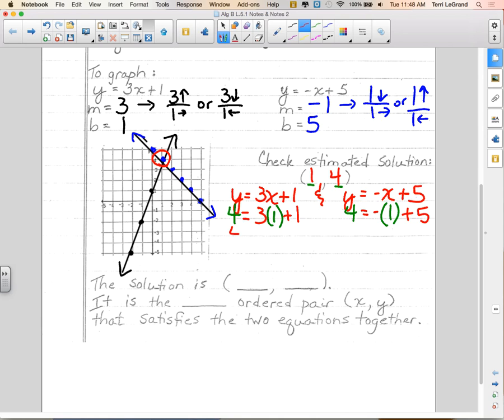So 4 is 4, can't do anything with that. 3 times 1 is 3. 1 is 1, so it's plus 1. Might as well, I'm going to finish up over here. 4 is 4 equals 3 plus 1 is 4. It checks out in this one, it makes it true. 4 does equal 4, doesn't it? That's a true statement.